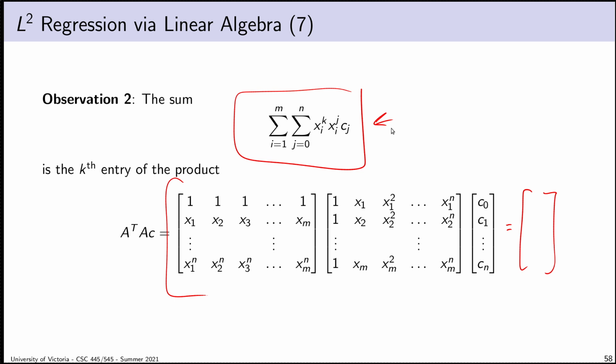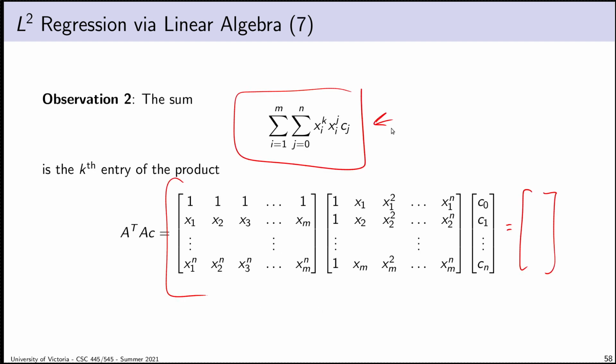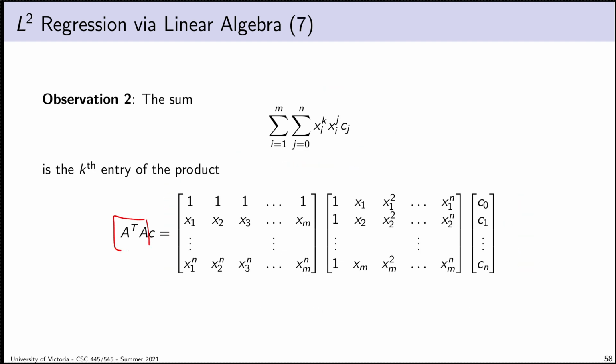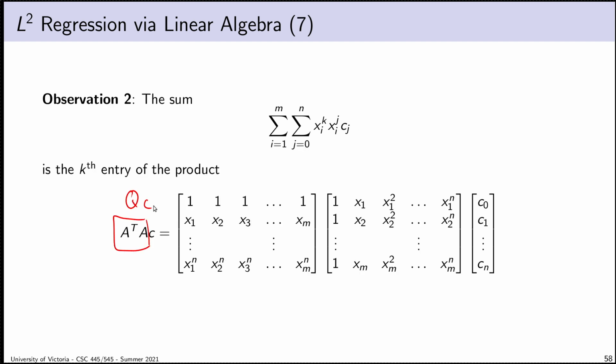Okay, so why is that? Where am I getting this from? Well, first, I'm going to begin by trying to take apart the matrix A transpose A. So A transpose times A, we'll call that matrix Q. Okay, so Q, which is equal to A transpose times A, will be an n plus 1 by n plus 1 matrix. And because of the way matrix multiplication works, each individual entry of Q will be equal to this thing.